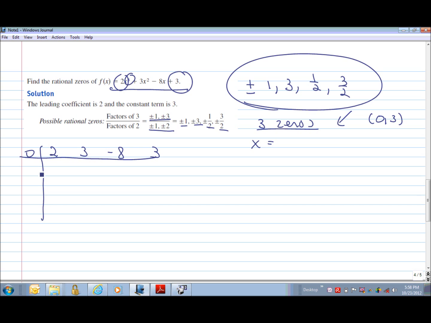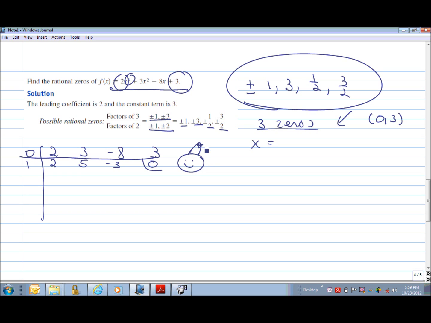All right, so let's go ahead and just start with 1 and see if 1 works. We would bring down this 2. 1 times 2 is 2. 2 plus 3 would give us 5. 1 times 5 is 5. 5 and negative 8 would give me a negative 3. Looking pretty happy right now. 1 times negative 3 is negative 3. And negative 3 and positive 3 would give me a 0. Woohoo! I've got my first 0.